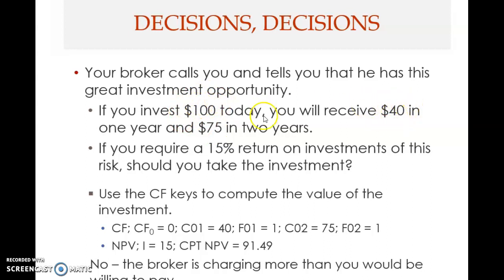Without computing, you cannot say you receive 40 plus 75, that is $115, and you invest only 100 now, so it is better to invest. You put in 100, you get 115. But that is wrong. Why? Because you cannot add this with this, and you cannot take the sum of these two because they are at different time values, and you cannot compare that with $100 today because this is again at a different time value.